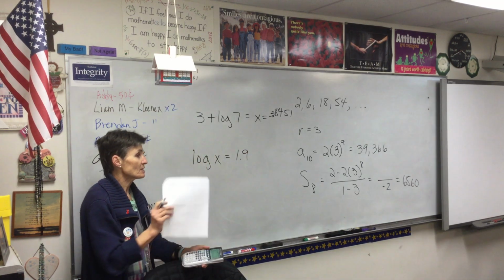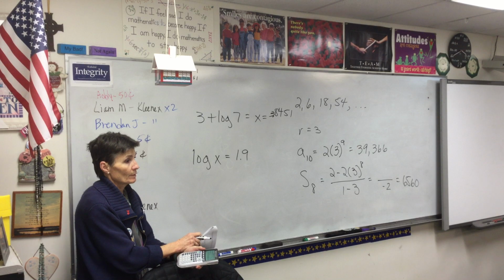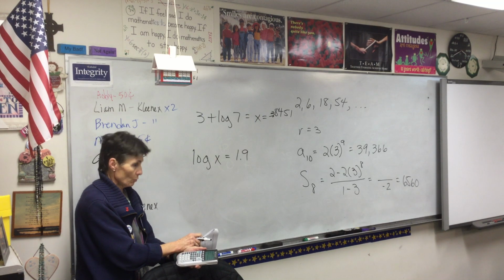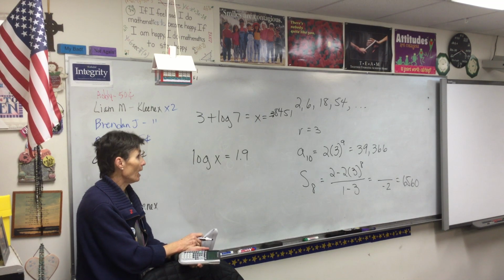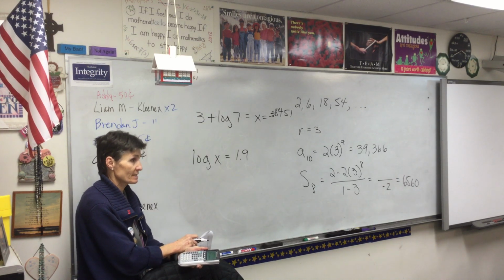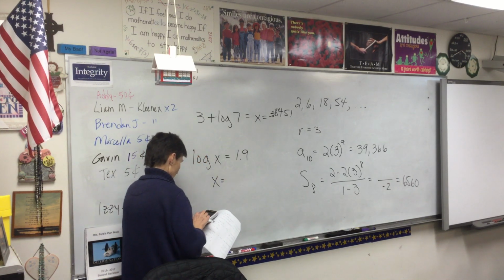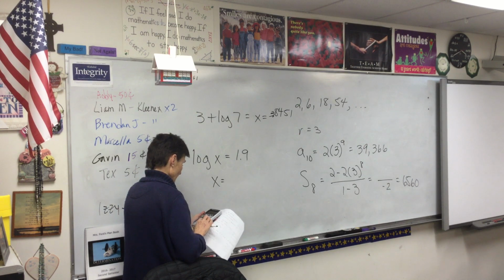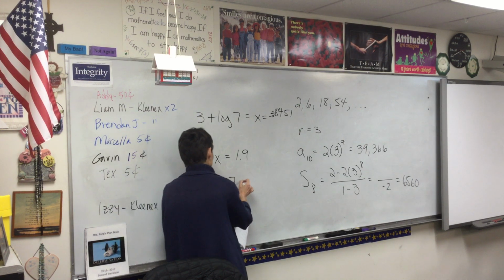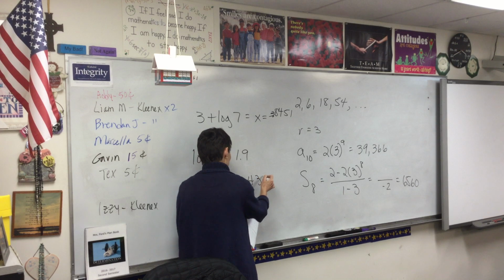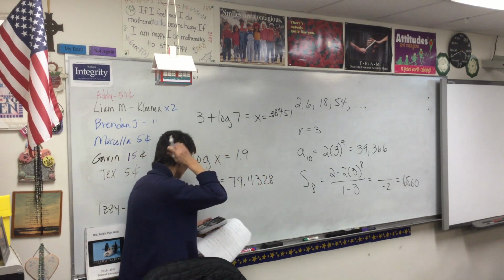Now, what about this one? The only way to get x unhooked from that logarithm is the second log. Yep. So if I second log 1.9, I get 79.4328.